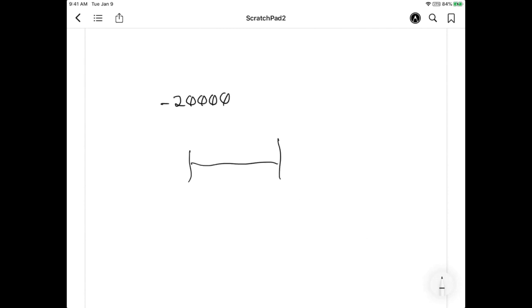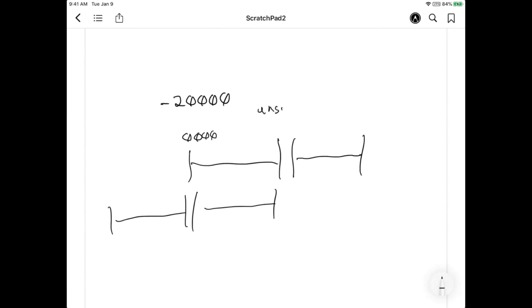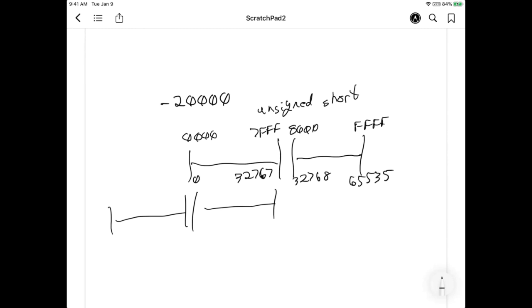Well, let's take a look at an unsigned short line and a signed short line and see how they're different. Instead of 0, 0, it's 0, 0, 0, 0, because this is unsigned short. Short is always 16 bits, so this is 7FFF. So this is 0 in decimal, 32767. I just happen to know that, okay? And this is 8000, which is 32768. And this is FFFF, which is 65,535.